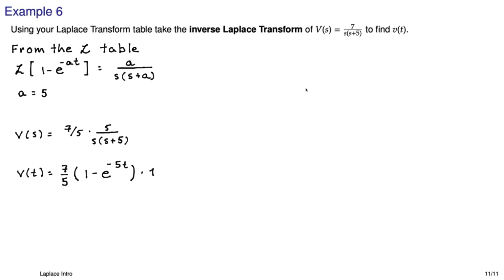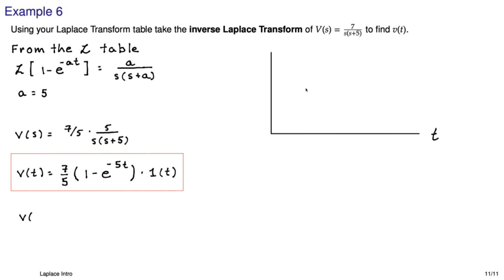And now we can just write out v of t. Boom. Might be worthwhile to plot this. To plot it, one trick you can do is take a look at this function and say, well, where is it at time equals 0? So you let t equals 0 in there, and you just get 0. And then you ask yourself, where is it at time equal infinity? The e to the negative 5t term goes away at that point, and we're left with just 7/5.